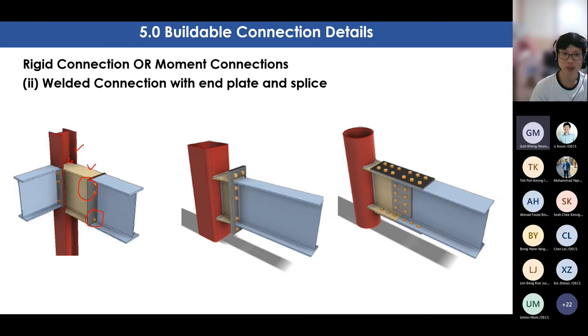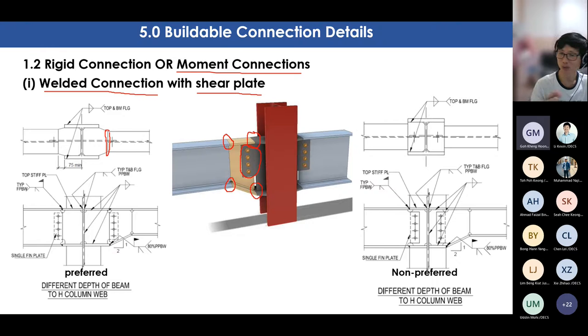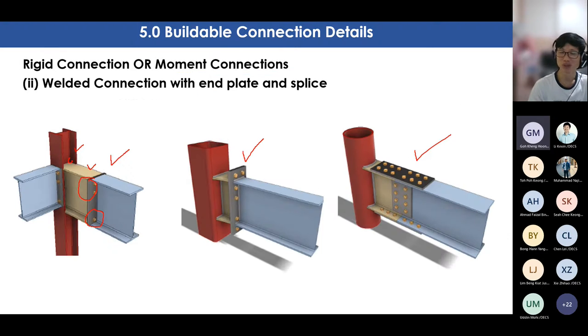If the moment value is smaller, you can use this one. If it's intermediate, you can use this one. But if the moment is very big, maybe you can use this one. So this is a splice connection. All bolted connection, so we can avoid side welding. If you use the previous one, there will be side welding. So it depends on the designer, how you want to detail it, so it can facilitate faster construction and faster fabrication.